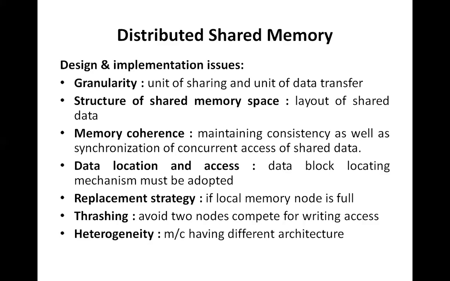So if two nodes are competing together for writing access on a single data item, then the corresponding data block may be transferred back and forth at such a high rate that no real work can get done. That kind of thing is known as thrashing, because a distributed system must use a policy to avoid this situation in which two nodes are competing for the writing access. If they are doing so, then the information being updated by the different nodes must be transferred back and forth. That is known as thrashing.